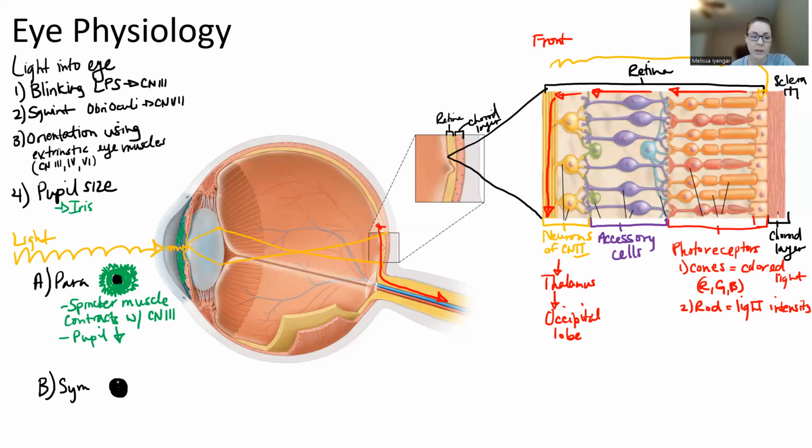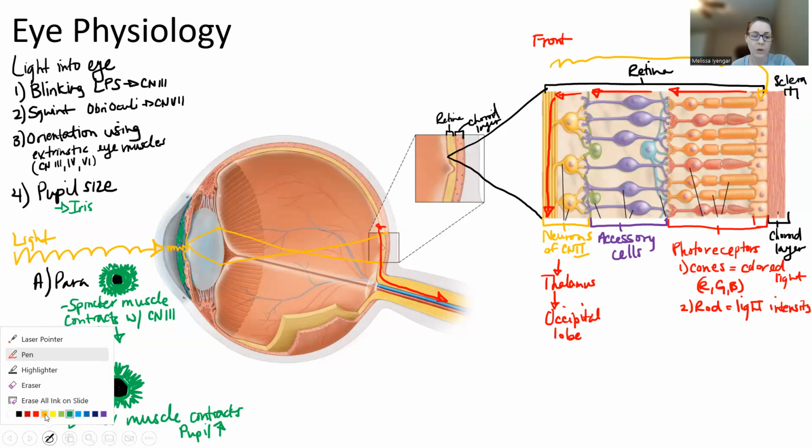Okay. In sympathetic, we're going to see that that sphincter muscle is small. And what happens is the dilator muscle, which is on the outside, actually contracts and pulls, and it gets bigger. What is the nerve here? It's a sympathetic nerve from levels. Like you don't need to worry about that. You just want to know dilator contracts. And the pupil increases. Okay, so that's going to regulate how much light hits the lens.